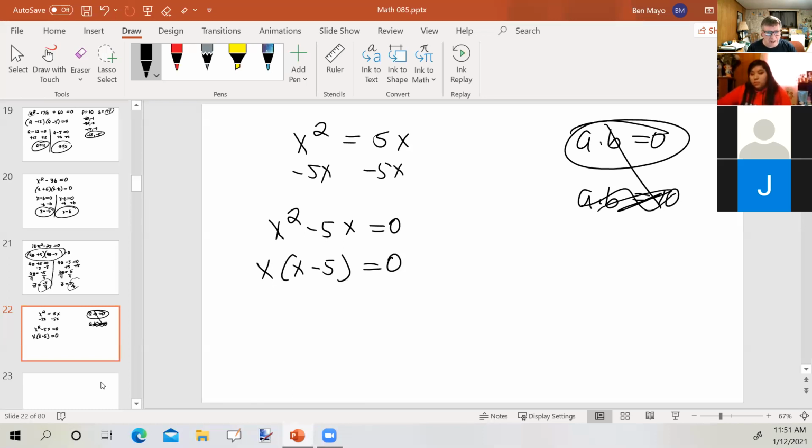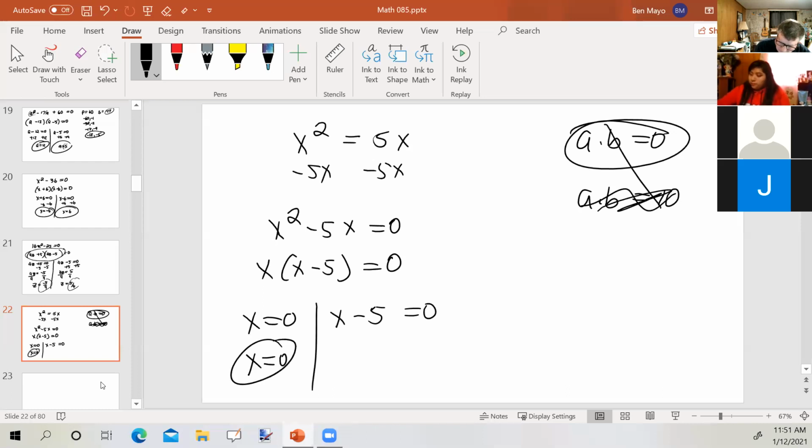Now we're going to take each factor that contains a variable and set it equal to 0. So if x equals 0, then x equals 0. x minus 5 equals 0. Add 5 to both sides. x equals 5.